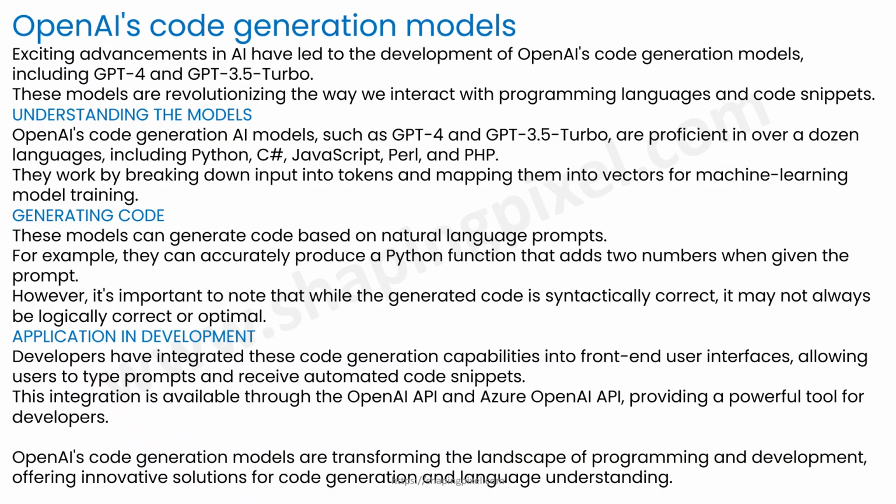Developers have integrated these code generation capabilities into front-end user interfaces, allowing users to type a prompt and receive automated code snippets. This integration is available through the OpenAI API and Azure OpenAI API, providing a powerful tool for developers. OpenAI's code generation models are transforming the landscape of programming and development, offering innovative solutions for code generation and language understanding.